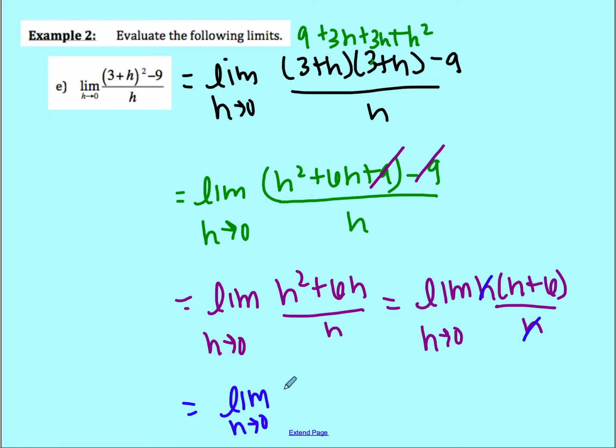I'm going to write this one more time, sorry. We're left with h plus 6. And then I plug in 0. So I'd have 0 plus 6, which gives me 6. Okay. So that is how you would handle one. You can always simplify in order to help find the limit algebraically.